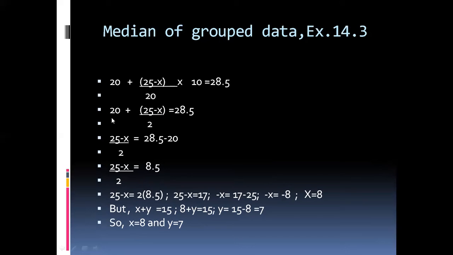Now what you do, transpose plus 20 to the right hand side. So 25 minus x by 2 is equal to 28.5 minus 20. 28.5 minus 20 is 8.5. So 25 minus x by 2 is equal to 8.5. Now transpose this 2 to the other side, then it will become multiplication. So 25 minus x is equal to 2 into 8.5, that is 17.